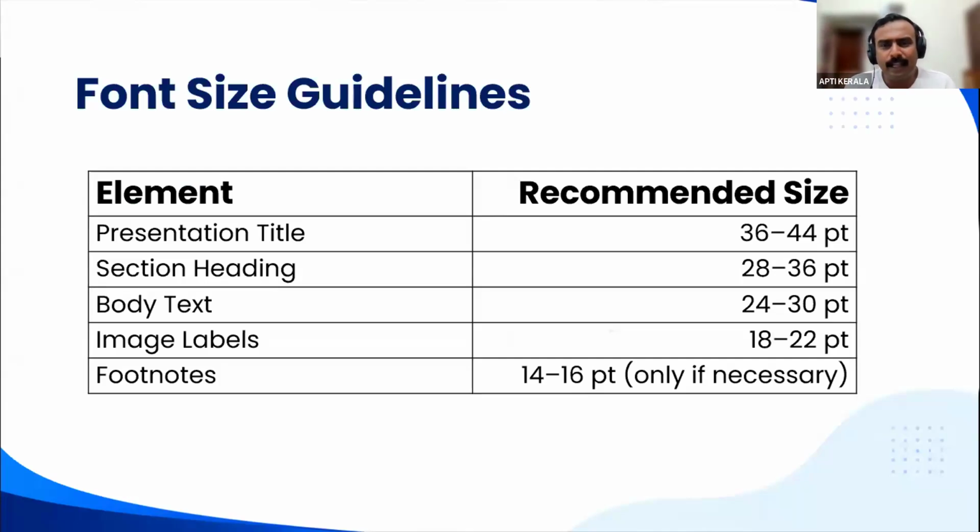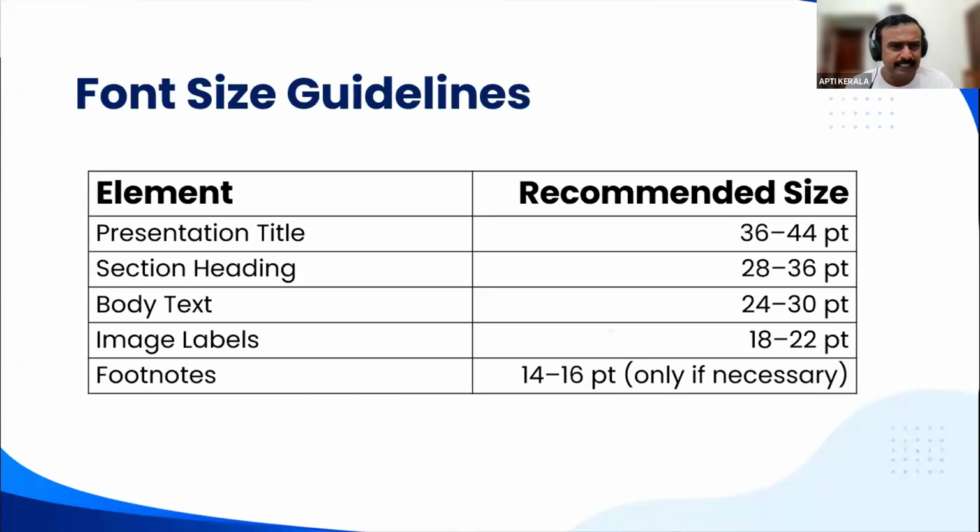Your font size should be between 36 to 44 point. Section head should be drop down slightly to 28 to 36 point. For your main body text, stay within a readable range of 24 to 30 points. If some image labels are there, let's keep them small but clear, like between 18 to 22 points. If footnotes are necessary, keep them at 14 to 16 points. These are the standard font guidelines for a presentation.